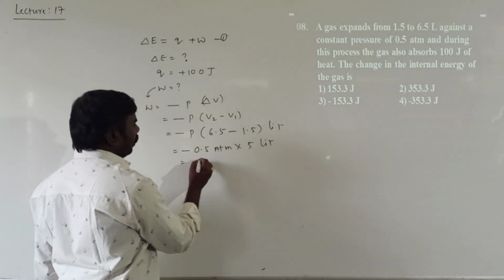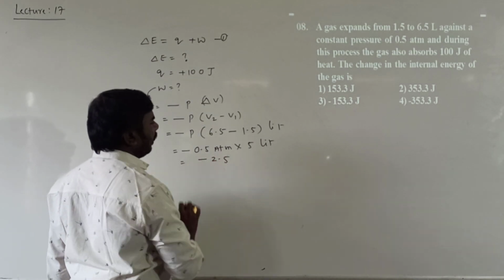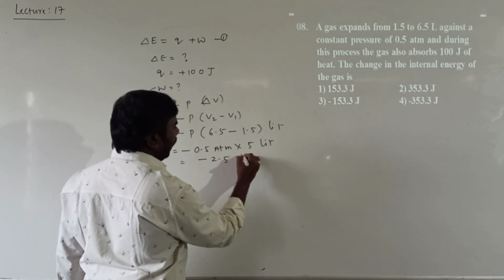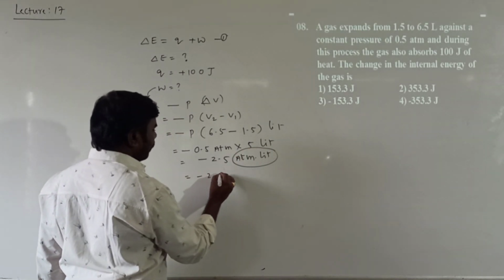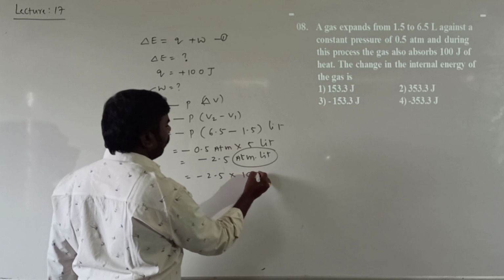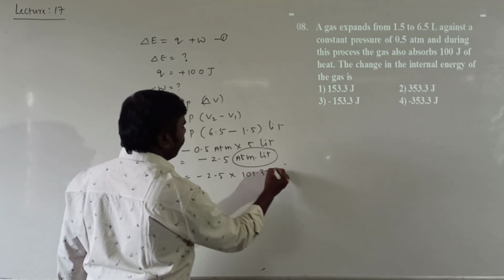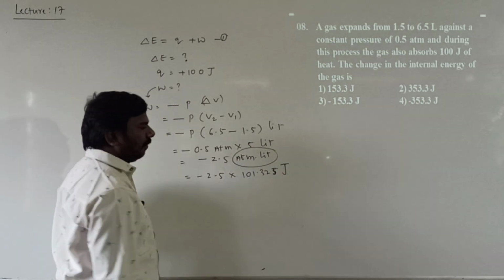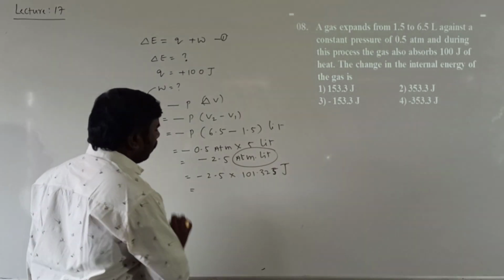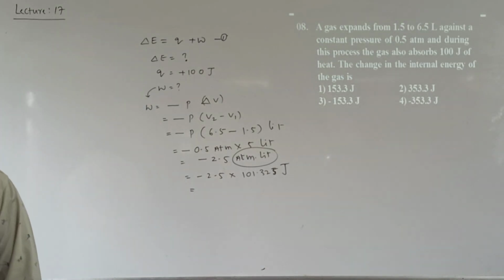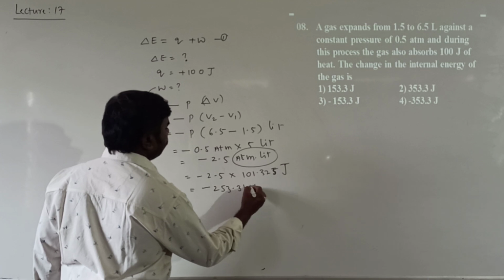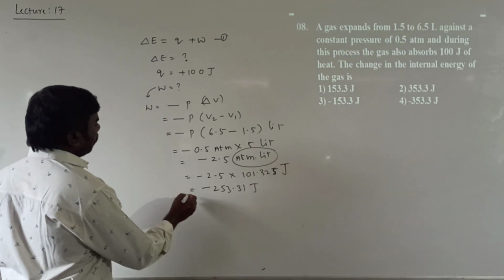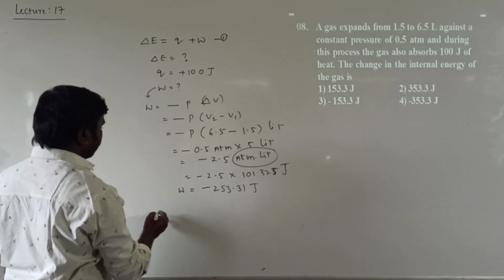Then you'll get minus 2.5 atm liters. 1 atm liter is equal to 101.325 joules, so minus 2.5 into 101.325 joules. By solving this, you'll get the value minus 253.31 joules. So substitute this W value in that expression.